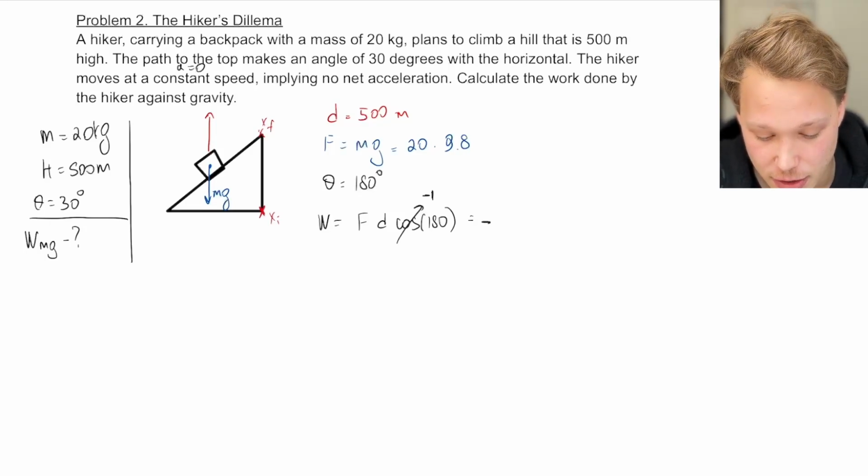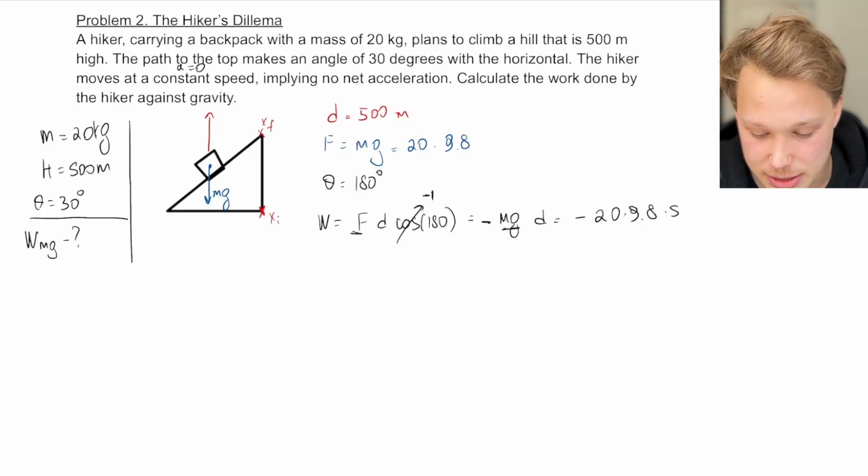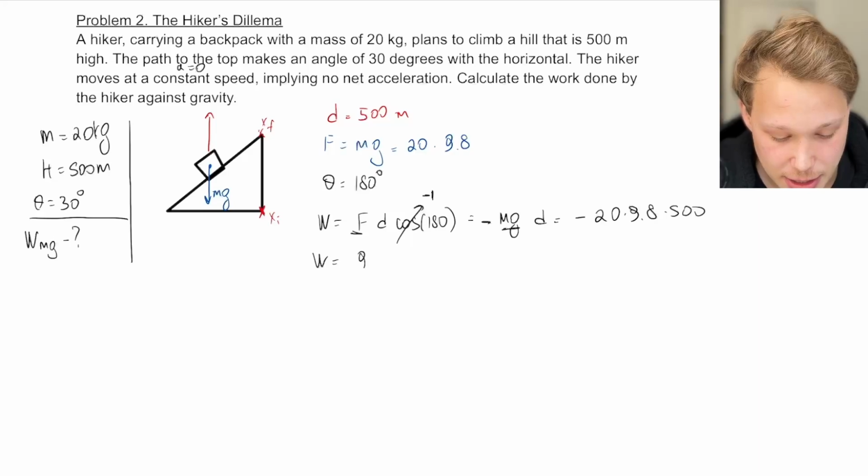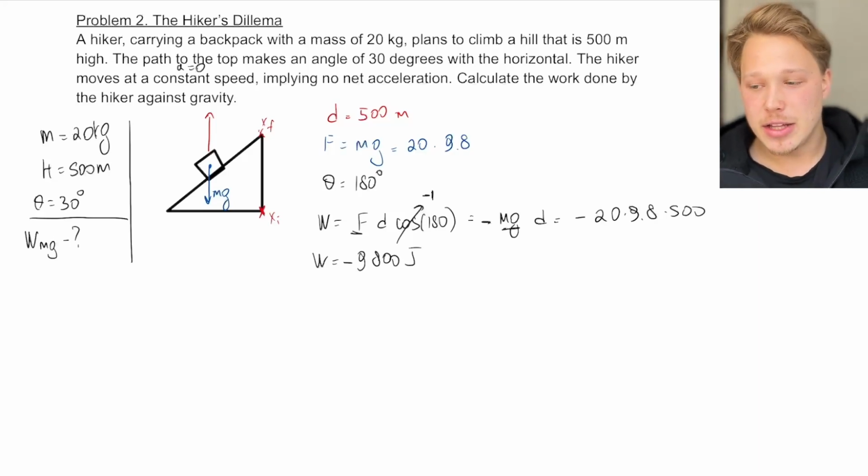So negative times F, which is mg, so -20 times 9.8 times the distance. We get a final answer for work as -9,800 joules.